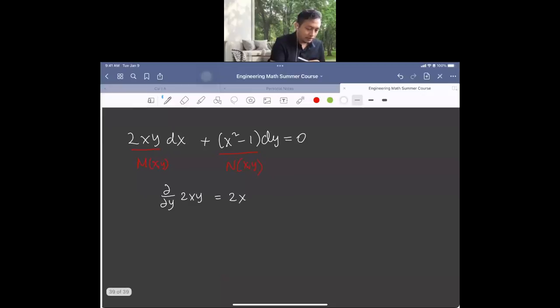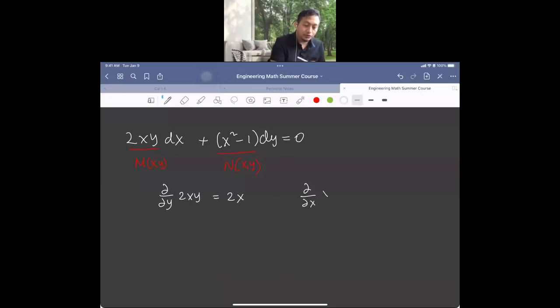Then we will have 2x. Okay, and check the partial x for x squared minus 1 is also 2x. So it's an exact equation. Okay, it's an exact equation. So we say that the equation is exact.